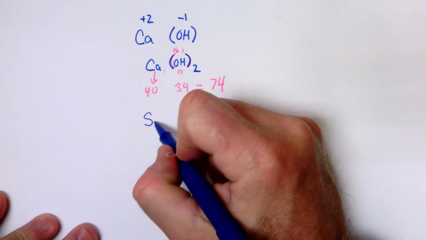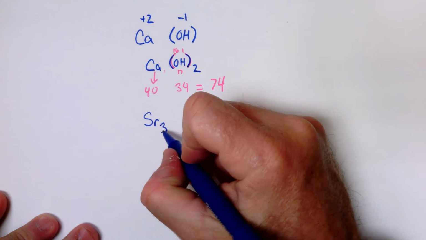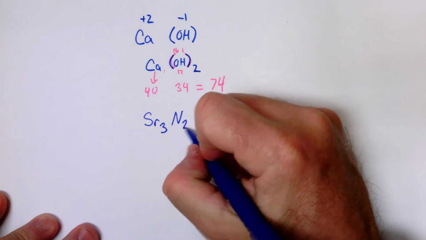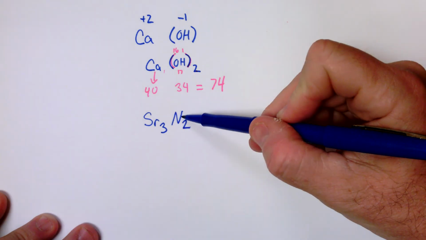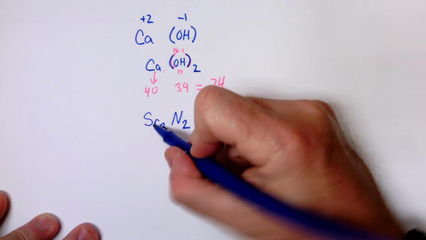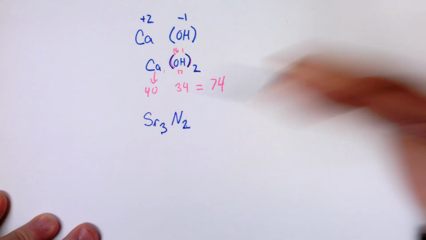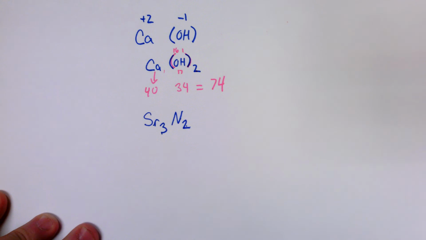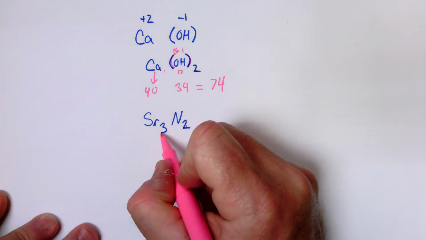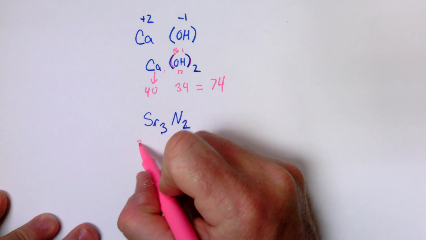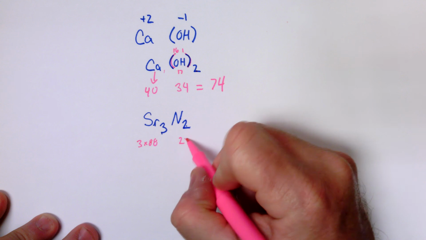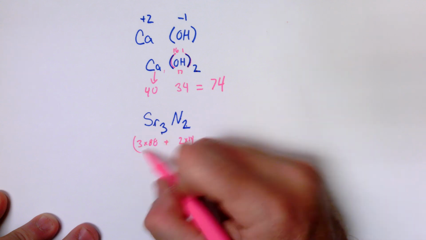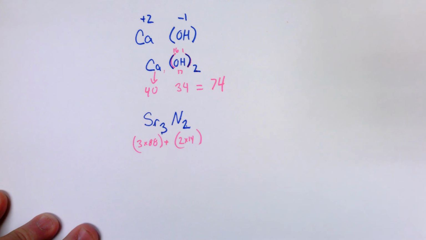You know that this compound here, strontium nitride, there are 3 atoms of strontium and 2 atoms of nitrogen. So to figure out the formula mass, well, I go to the periodic table, and strontium's about 88. Nitrogen's 14. So that together would add up to be my formula mass for that compound.